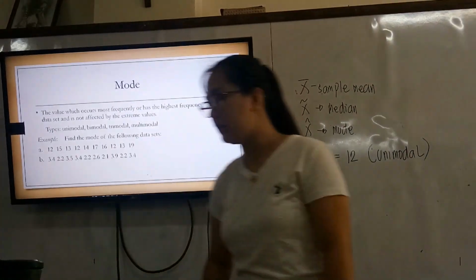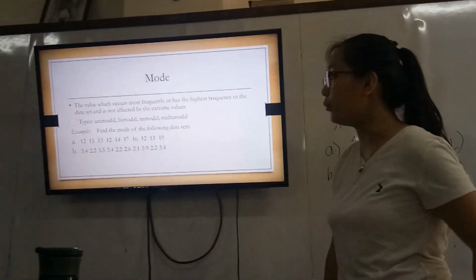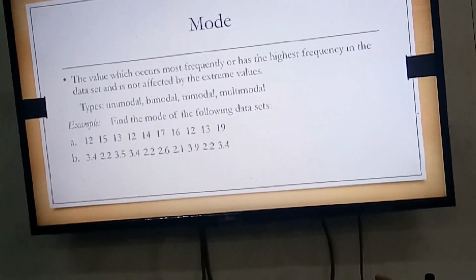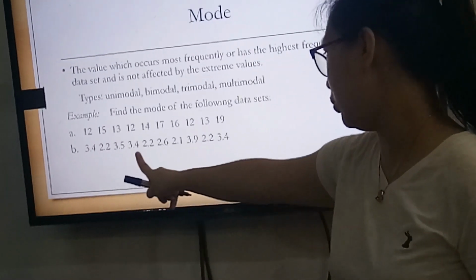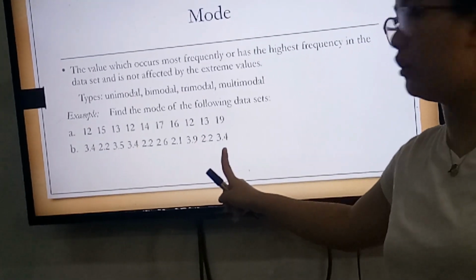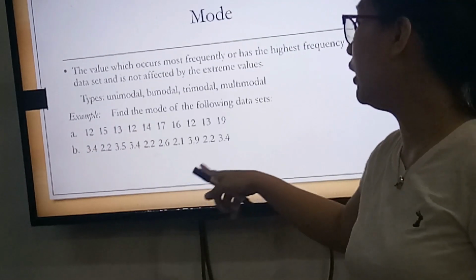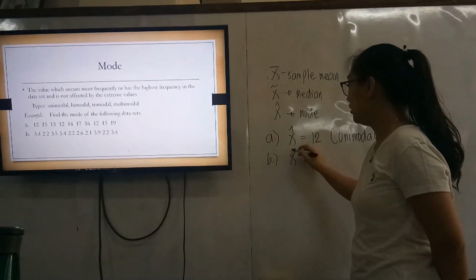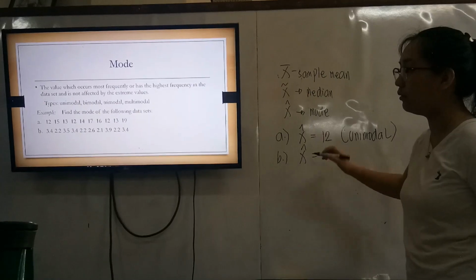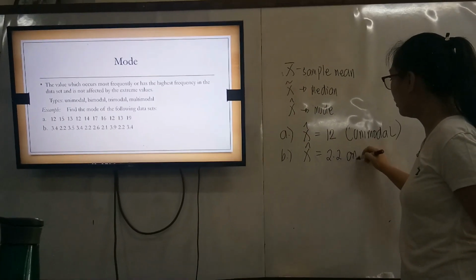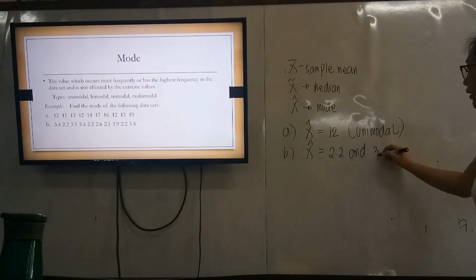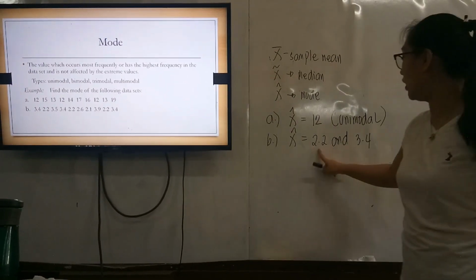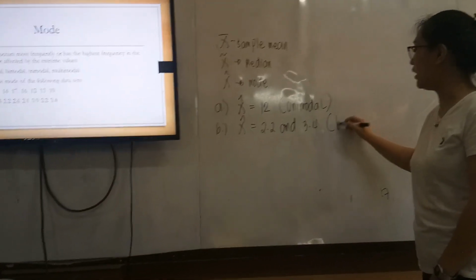Okay, letter B naman tayo. For letter B, let's check. We have 3.4, 2.2, 3.5, 3.4, and so on. How many times did 3.4 appear first? 1, 2, 3. Three times. 2.2, we have 1, 2, 3. Since both stand out the same, they appeared three times. So we have two modes, which are 2.2 and 3.4. Basing from your types of mode, how many modes do we have? We have 2. Therefore, it is bimodal.